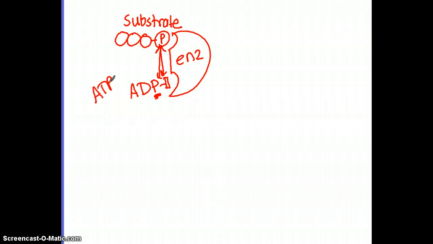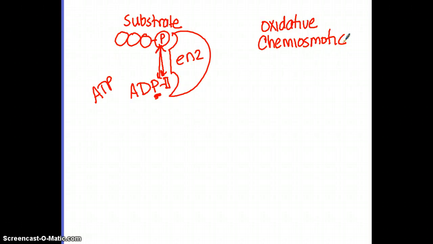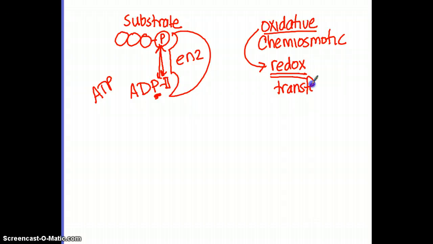The other kind of phosphorylation is called oxidative phosphorylation, or it's also called chemiosmotic phosphorylation. Both of these names match what it is. First of all, oxidative does not mean oxygen, although we are going to learn that oxygen is involved in us in this type of respiration. Oxidative refers to the fact that it involves redox reactions, which is basically electron transfers from one thing to another.